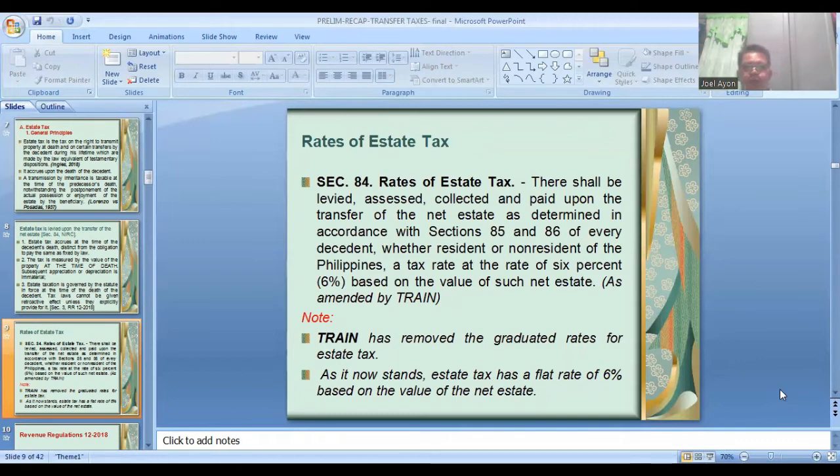This was amended by the TRAIN law, because the old one was a graduated tax rate. In the TRAIN law, we have a flat rate of 6%. Please take note also that TRAIN has removed the graduated rates for estate tax. As it now stands, estate tax has a flat rate of 6% based on the value of the net estate of the decedent.